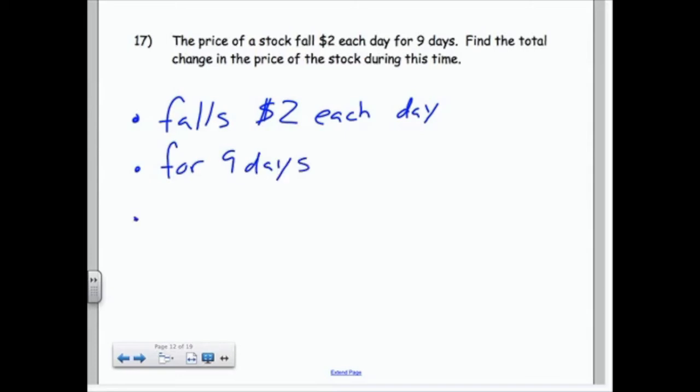And then here they just want to know the total. Find the total change in the price of the stock during this time. So short, just the total. So let's go ahead and look at the first bullet.